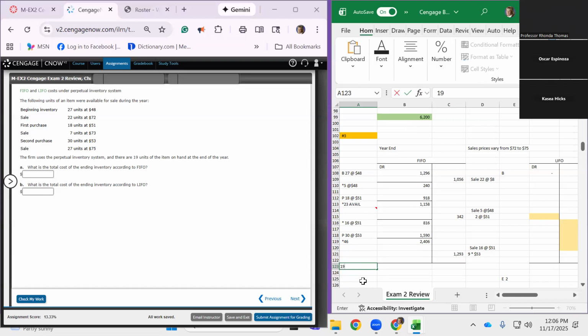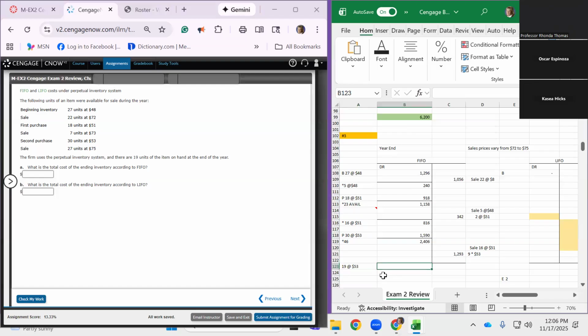Let's just double check our math here. All right, so we have 19 remaining, and those 19 all fit in this $53 cost. That's what I was going to show you to do to begin with.